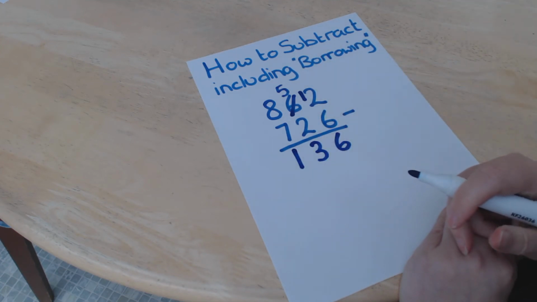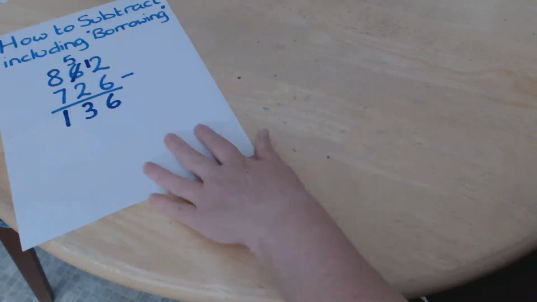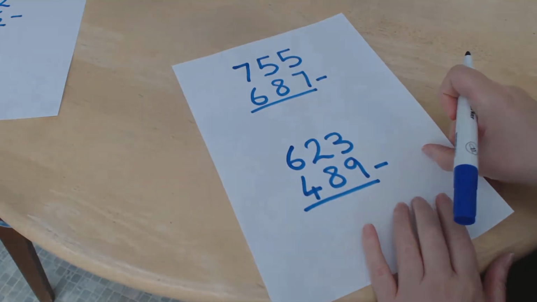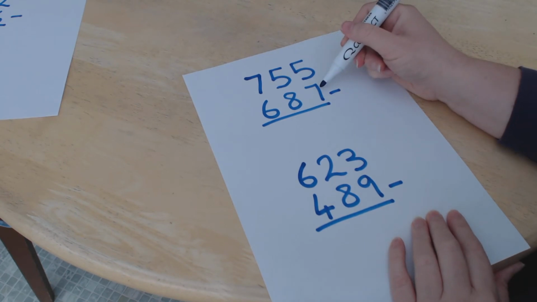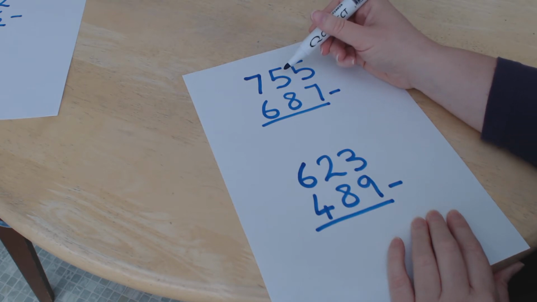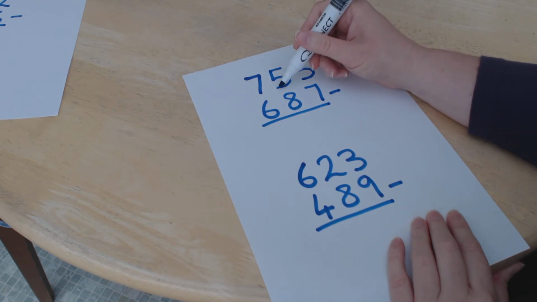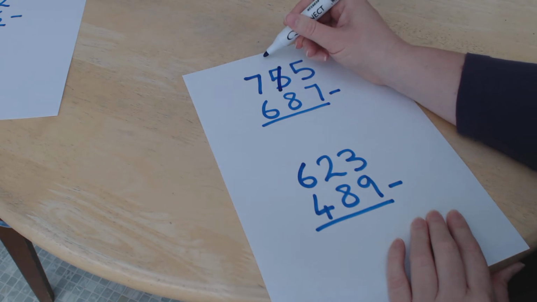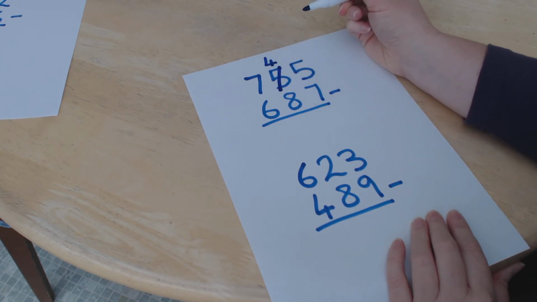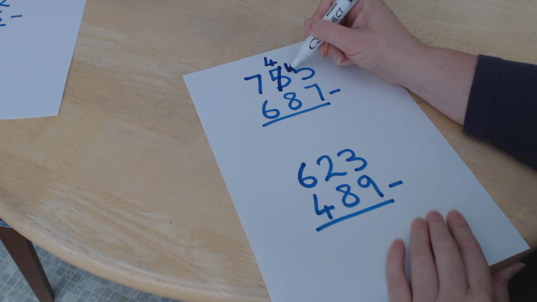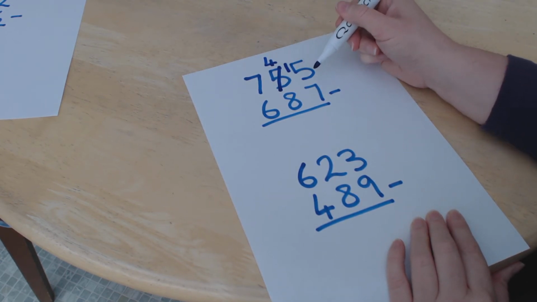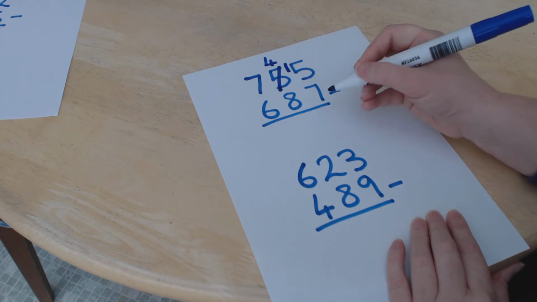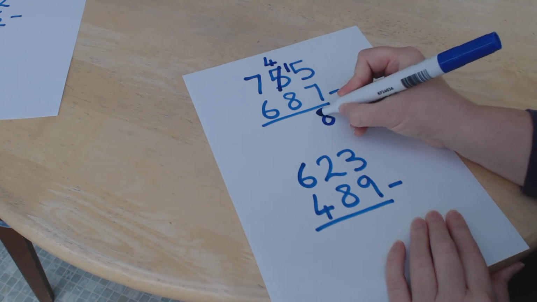So let's do a couple more examples. So 5 take away 7. We can't do that. So we're going to need to go to our next door neighbour and borrow 10. So we're going to cross that out and write 4 over the top. And we're going to pop a little 1 here to make 15. So now it's 15 take away 7, which is 8.